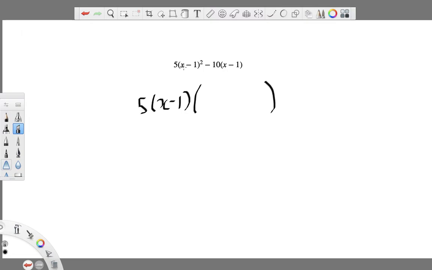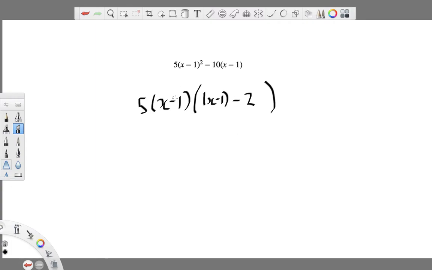How do we get 5 and then in brackets x minus 1 all squared? Well, we need x minus 1 in brackets. And then how do we get minus 10 in brackets x minus 1? Well, we need a minus, obviously. To make 10, we need a 2. And then we don't need the bracket, because when we expand this out, it will be the 5 and then brackets x minus 1 that gives us that bracket.